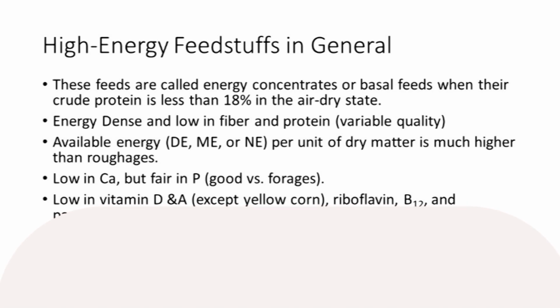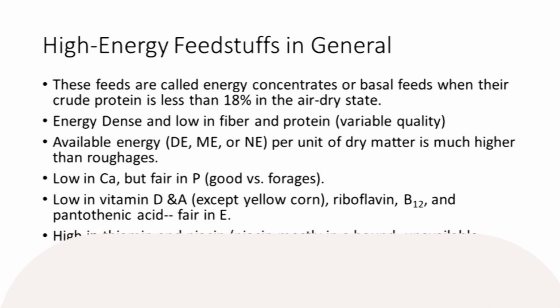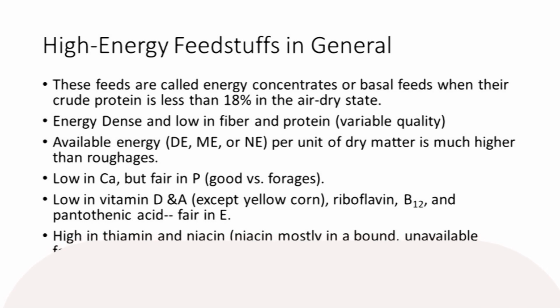So these energy feedstuffs are high in net energy, metabolizable energy, or digestible energy components as compared to the majority of the proteinous feedstuffs. They are low in calcium, but they are a fair source of phosphorus. Phosphorus is present in most of the cereal grains, but that phosphorus is not available due to the lack of phytase enzyme, because the phosphorus is bound with phytic acid. They are a low source of vitamin D and A, except yellow corn, and they are high in thiamine and niacin.